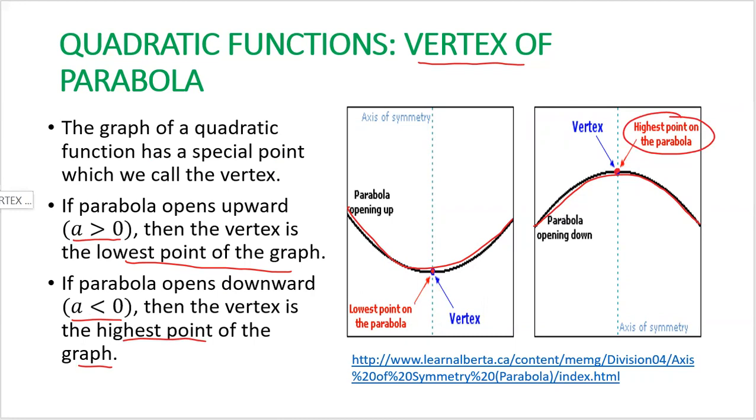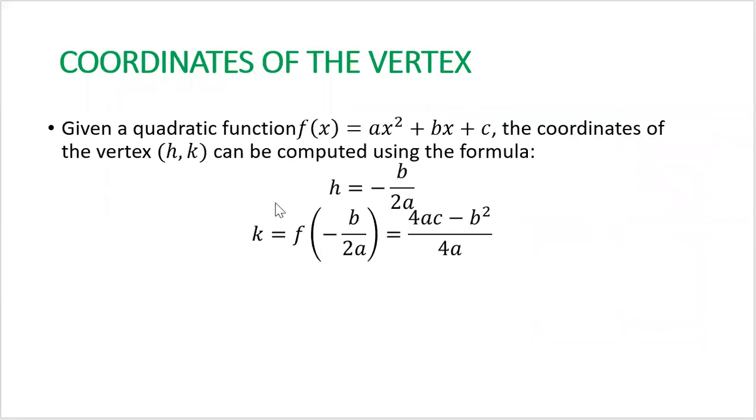So if we already know that the vertex is the lowest or the highest point, how do we get the coordinates of the vertex? The coordinates of the vertex depend on the values of the coefficients of the terms of the quadratic expression. So it depends on a, b, and c.